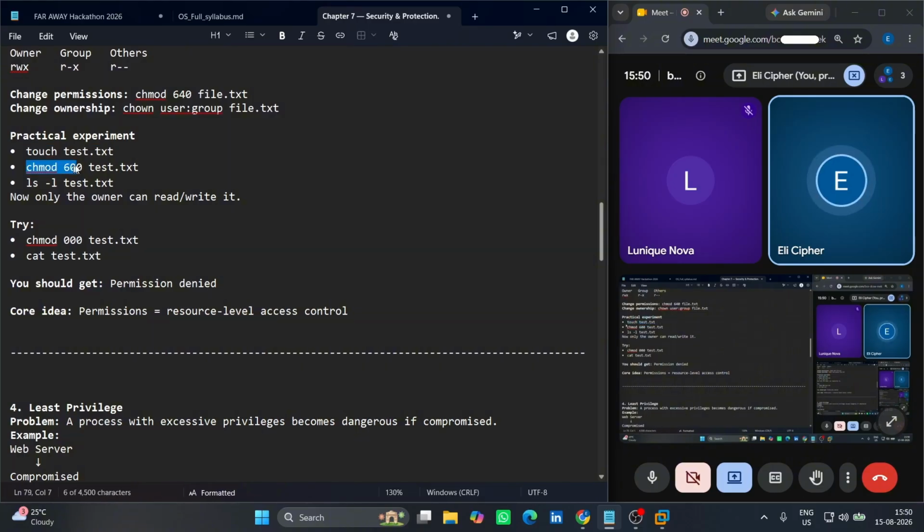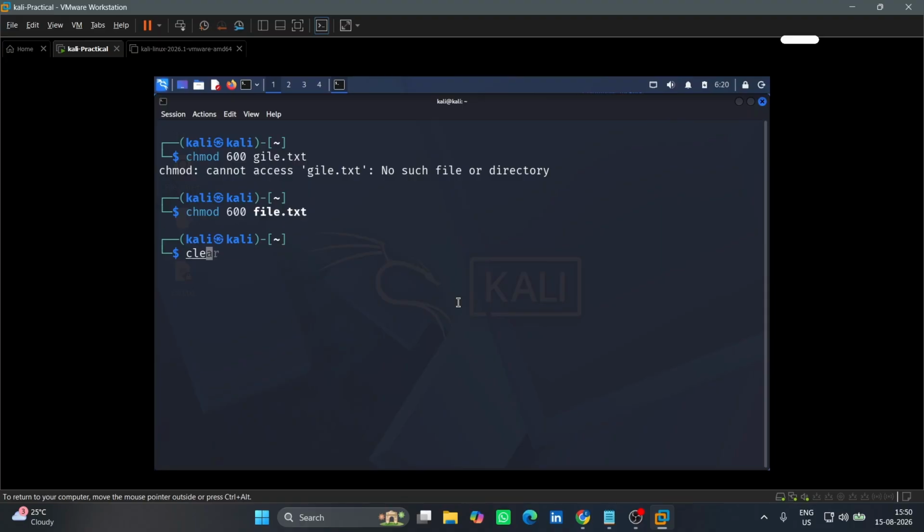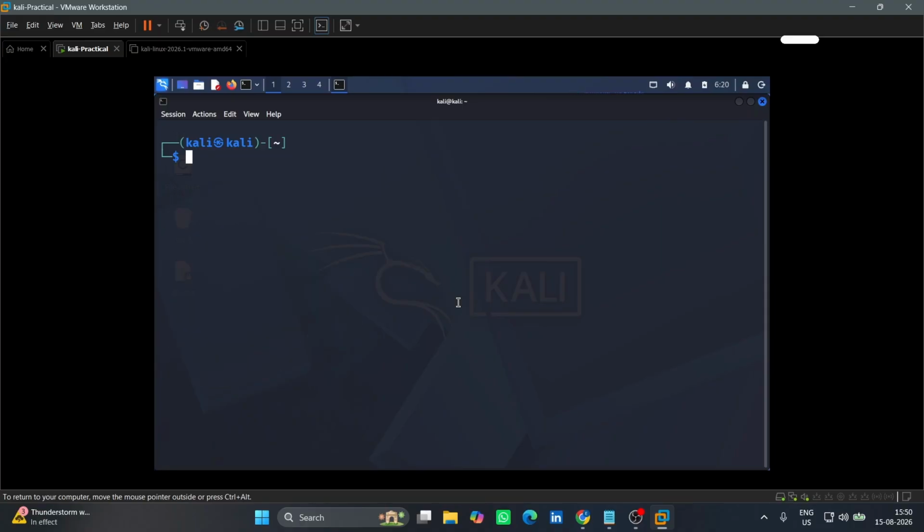test.txt. Then we have changed its permission. ls -l we have already done, and now the owner can read and write it. We can apply this too. chmod 600 file.txt, not guile, it's file.txt. Okay. Clear it, and then ls -l.